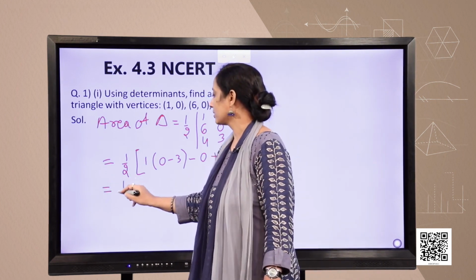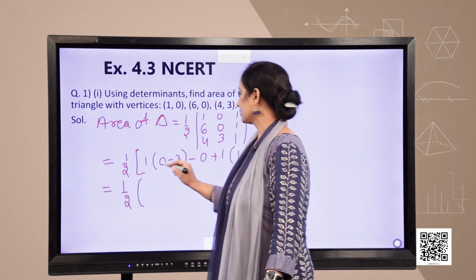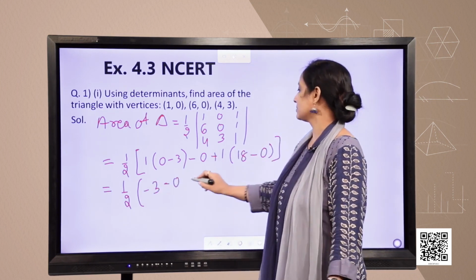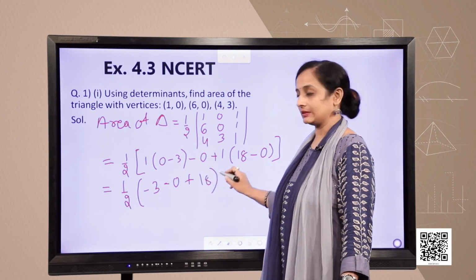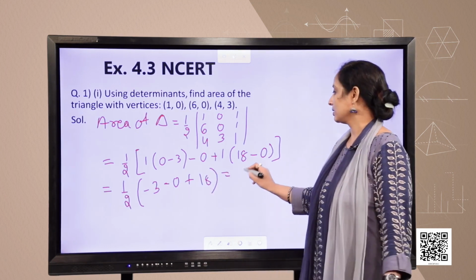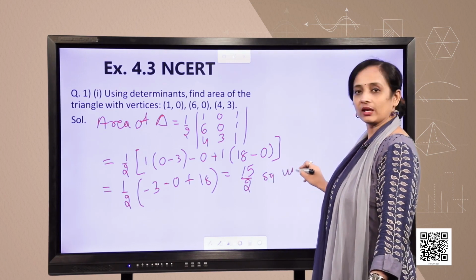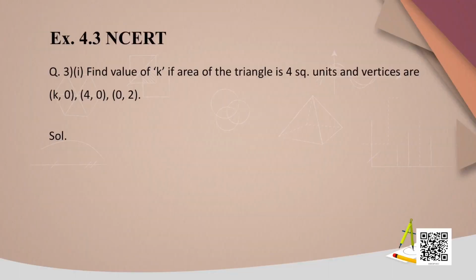Then you can solve it, 1 by 2. This is minus 3, this is 0 and this is plus 18. When you simplify this, it is giving you 15 by 2 square units. Let's use the same concept in solving one more question in which you have to find the value of unknown k if area of the triangle is given as 4 square units and vertices of the triangle are also given.